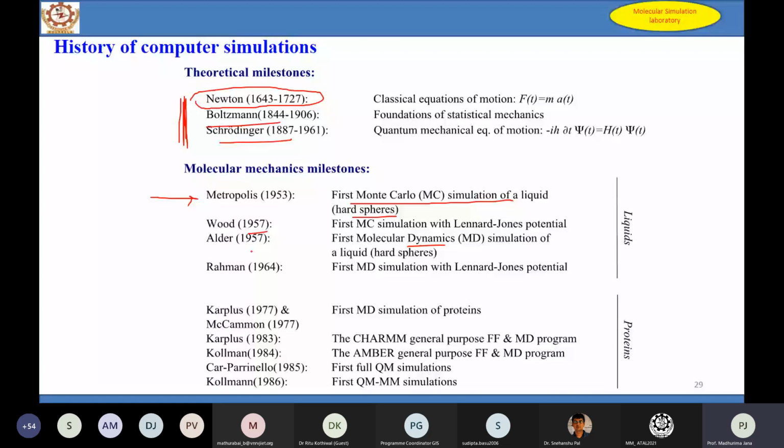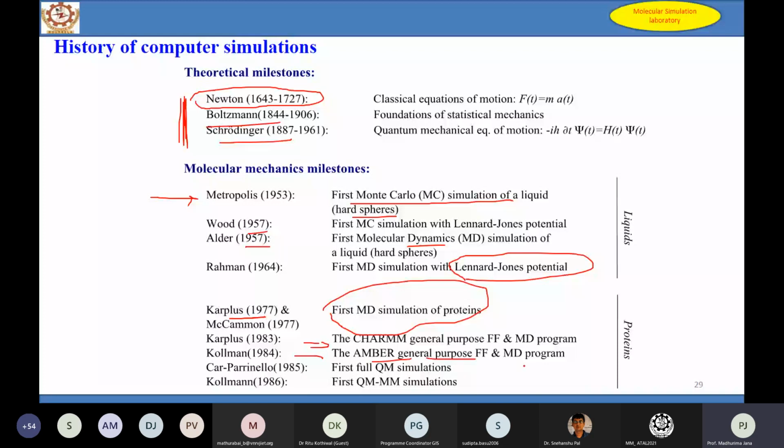Then in 1964, Rahman used the Lennard-Jones potential for the first time in an MD simulation. And then the first MD simulation of a protein was done by Martin Karplus and McCammon, and as I already mentioned, Karplus got a Nobel Prize in 2013 also for this work. Karplus also developed a general force field, which is very essential for MD programs. As I already mentioned, a force field is a potential form. Then Peter Kollman developed another force field, known as Amber, which is also very important for protein dynamics.